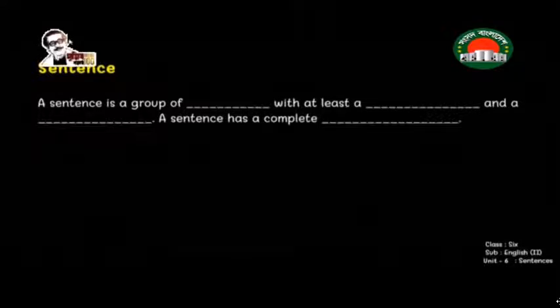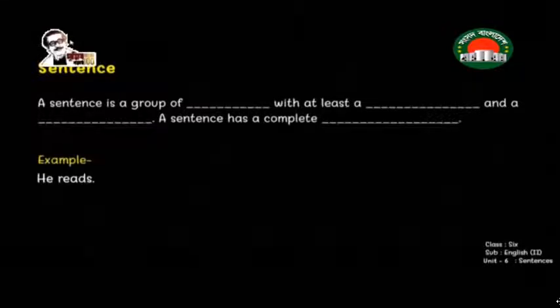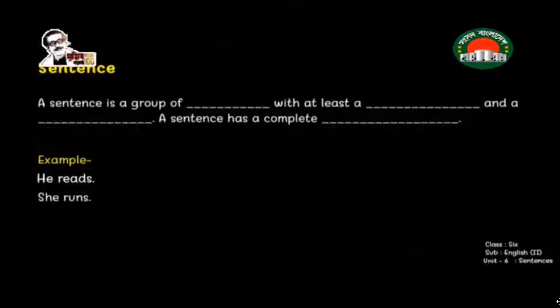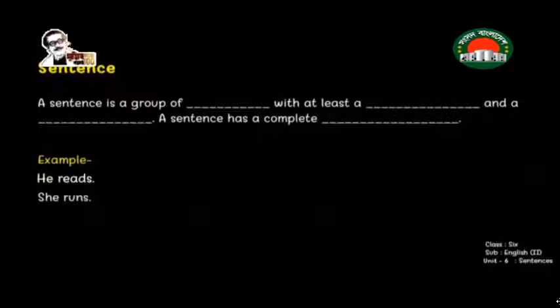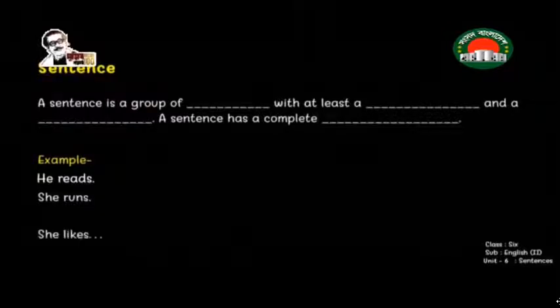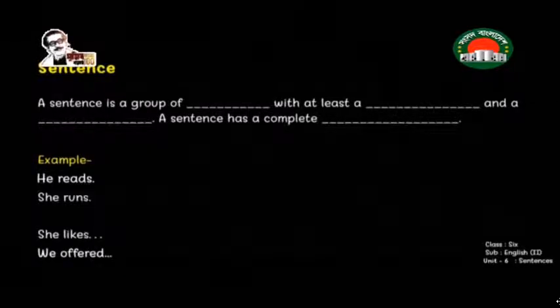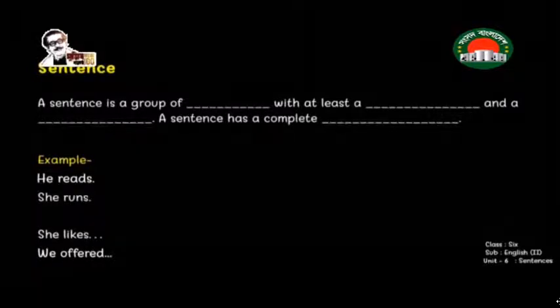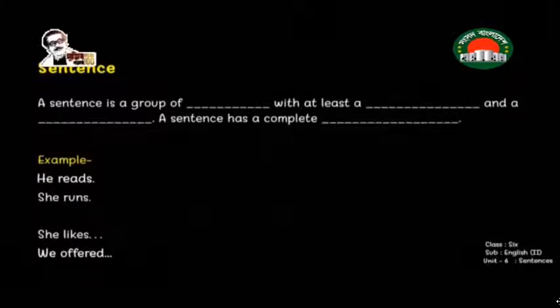Now let's see examples. He reads, she runs. These are complete sentences. Very basic but correct. But what about these sentences? She likes, or we offered. These sentences have a subject and verb, but these are not complete sentences. Can you explain why not? They are not complete very simply because they are not finished.